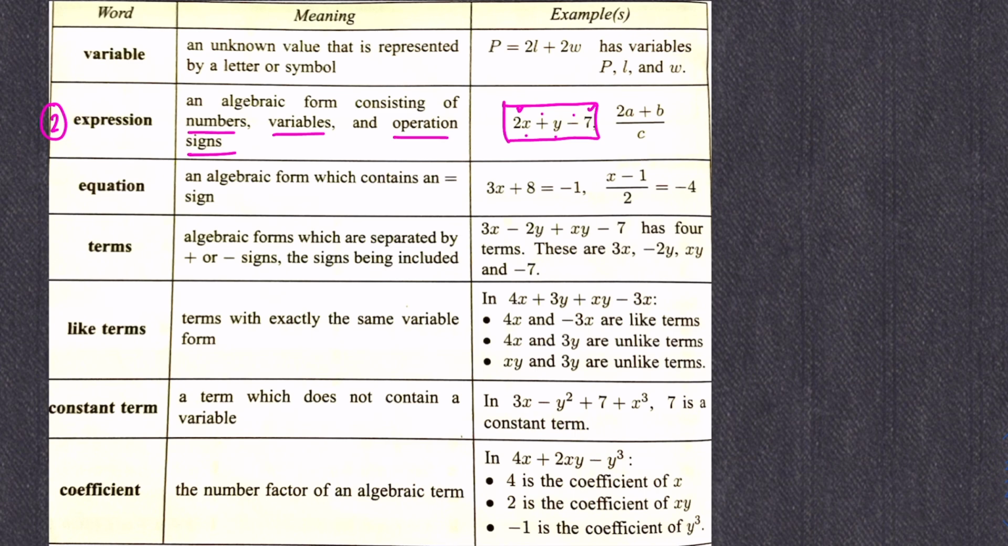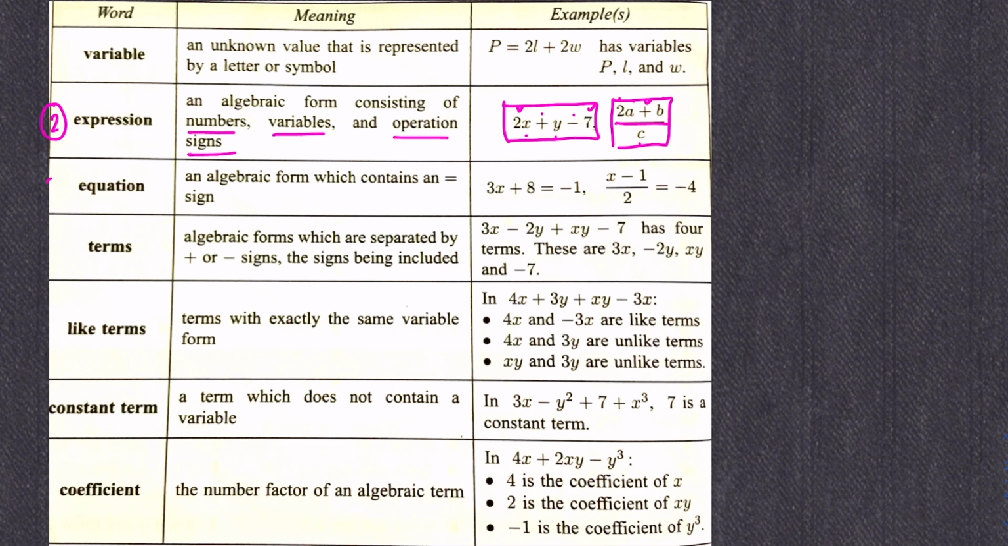Another example that we can look at is 2a plus b over c. So once again, we see the number 2. We see the variables a, b, and c. We see the operation signs, the plus and the divide. So 2a plus b over c is an example of an expression.